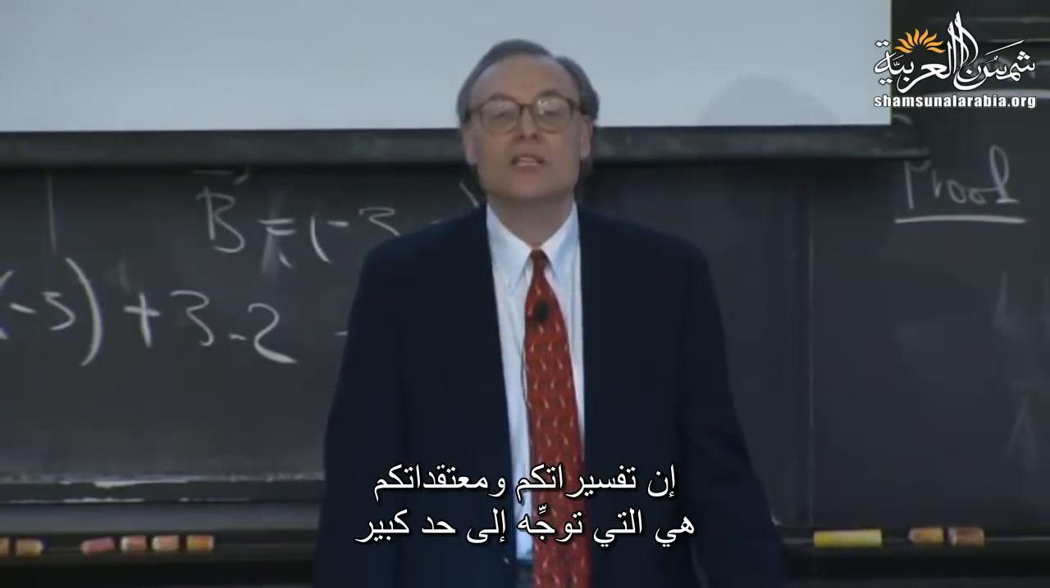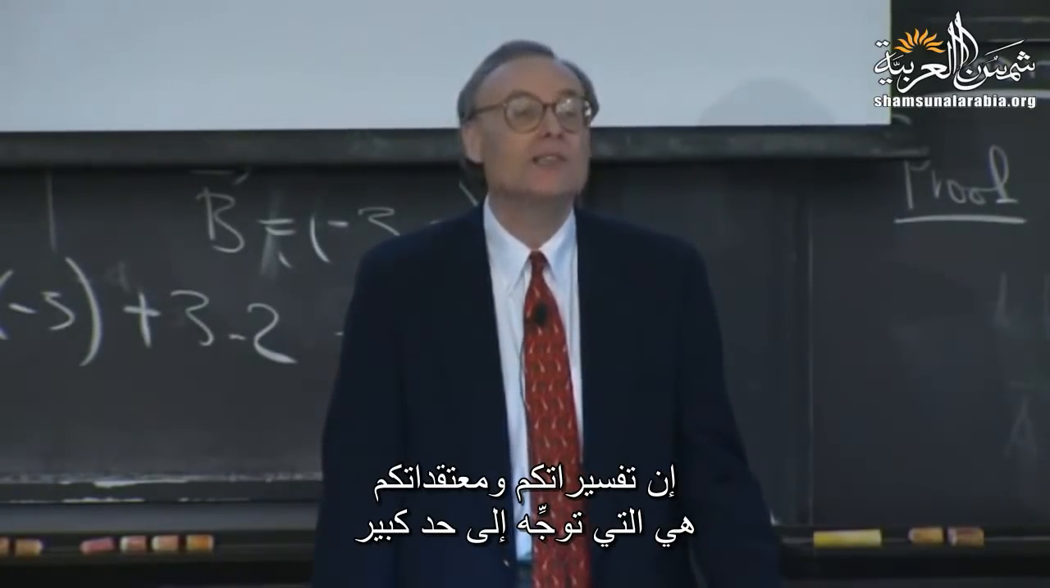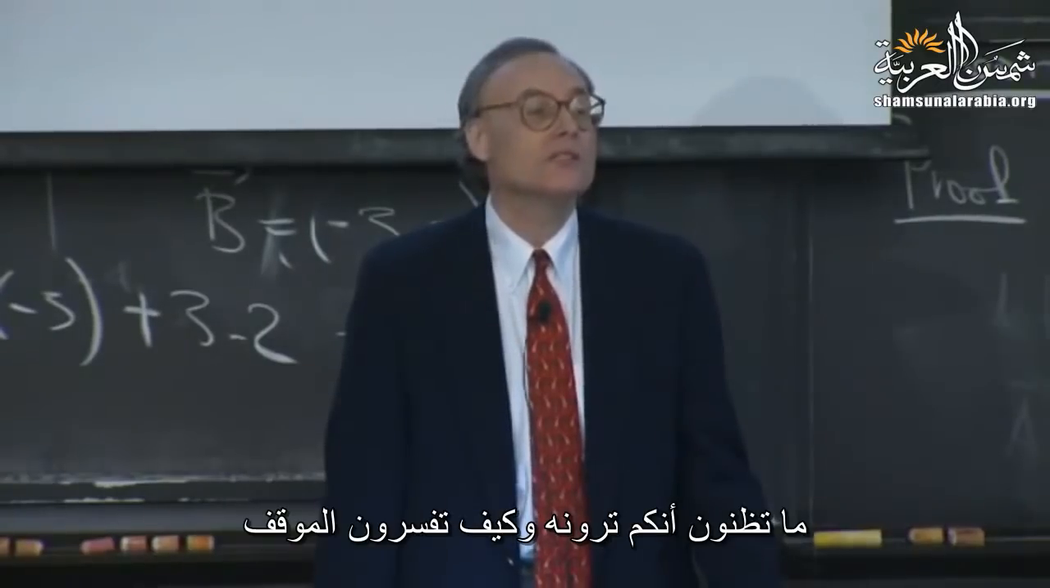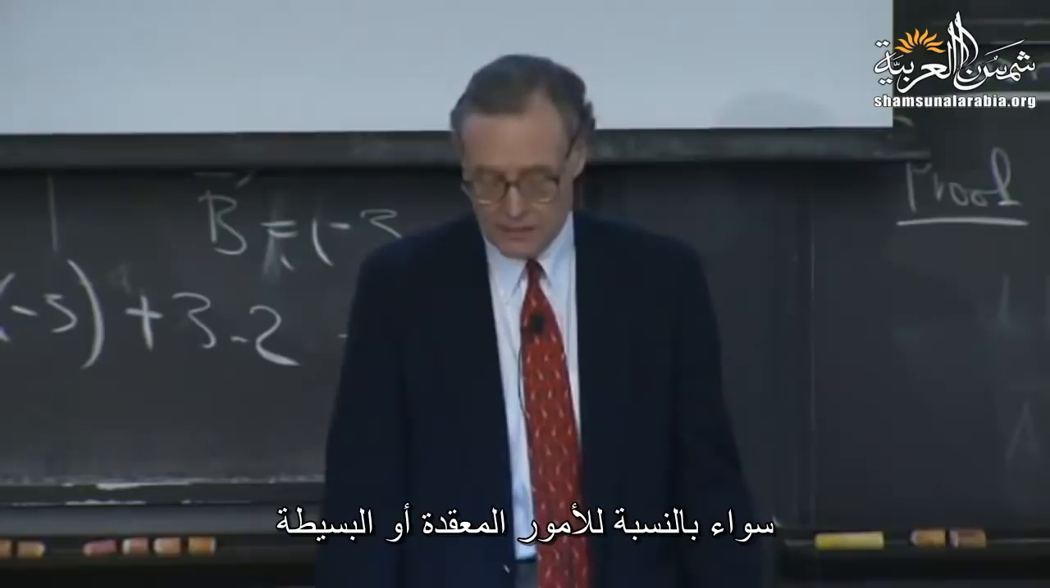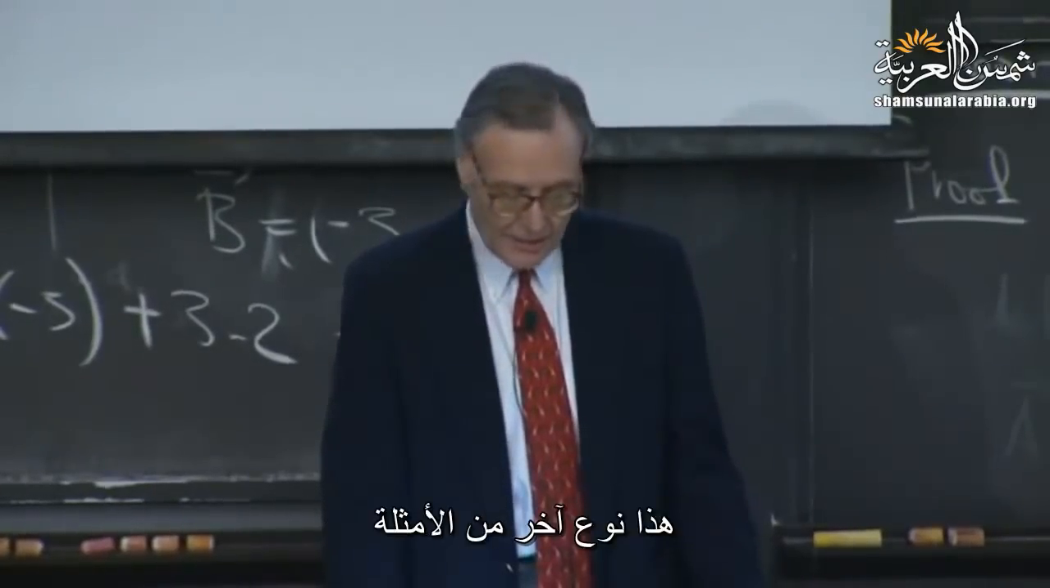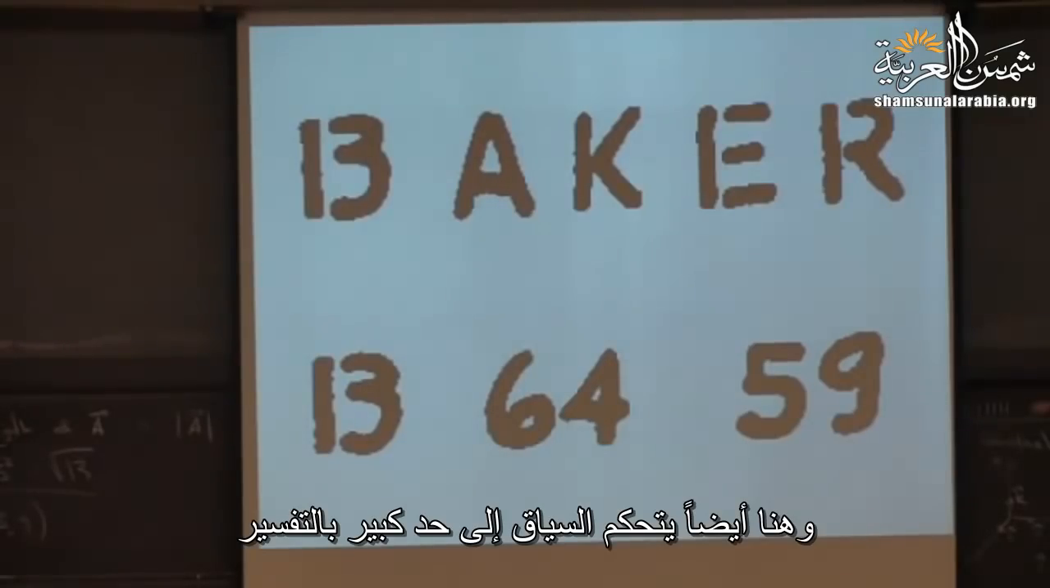Your interpretation, your beliefs guide tremendously what you think you see and how you interpret the situation for complicated things or even easy things like lines or squares. And here's another kind of example where you would interpret that as a B for Baker or 13 if it's in numbers. Again, the context is driving a lot of the interpretation.